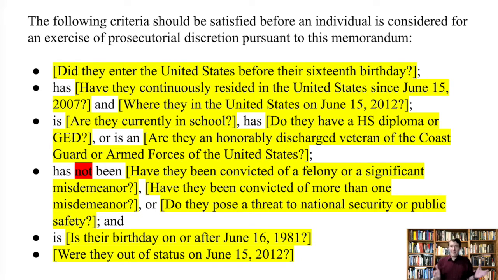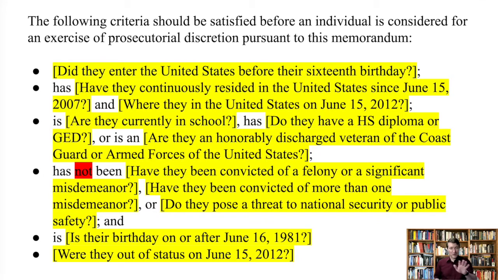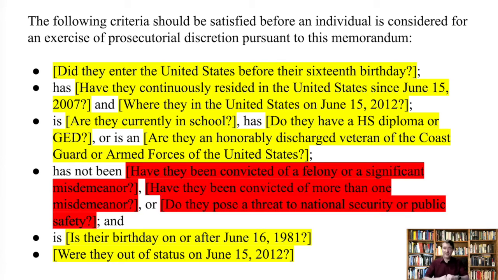And so now we ask, what happens if we answer yes to these questions? Okay, well, we said there's that not there, which is going to act a little bit differently. So we know right away that if they answer yes to any of those things that had the not in front of them, they are not eligible, right? Because it says they cannot have had these things happen. So if they answer yes to have they been convicted of a felony or multiple misdemeanors, or they pose a national security threat, they're not going to be eligible.